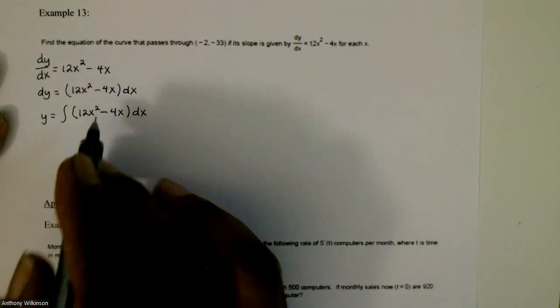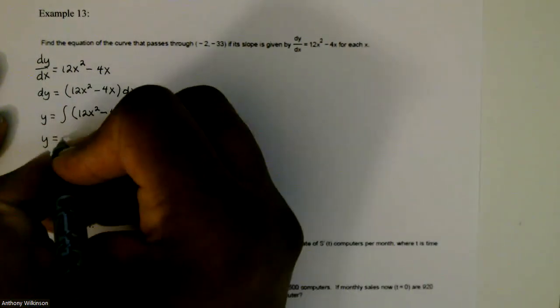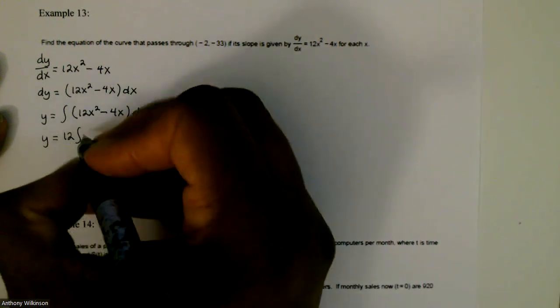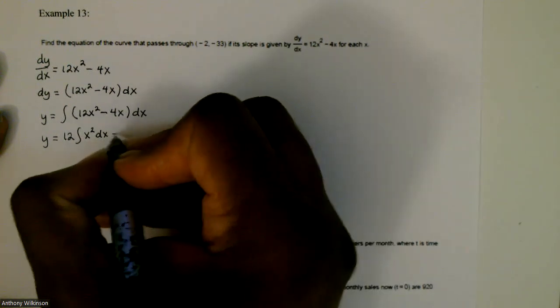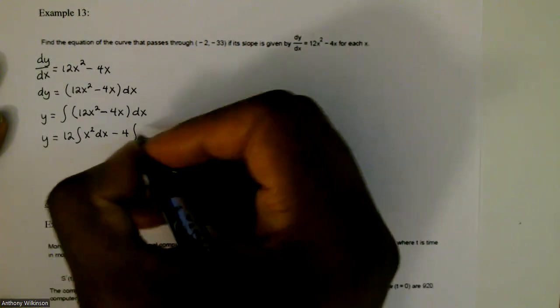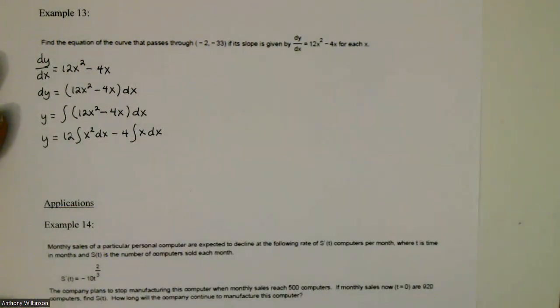And of course, we can integrate each part since we have a minus sign here. So it'll be y is equal to, I'm going to pull the 12 out in front of the integral sign. So I have 12 times the integral of x squared dx minus, now I can pull the 4 out in front of the integral sign, and I'll have the integral of x dx.